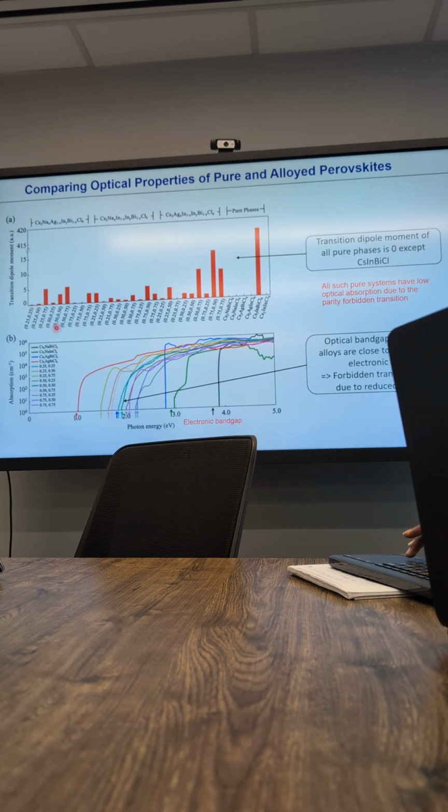Because I was going to ask, why didn't they show the cesium indium bismuth chloride? Because it was actually good. What if the pure one is the direct band gap? The indium one, right? It is a direct band gap. Which one is the indium one?